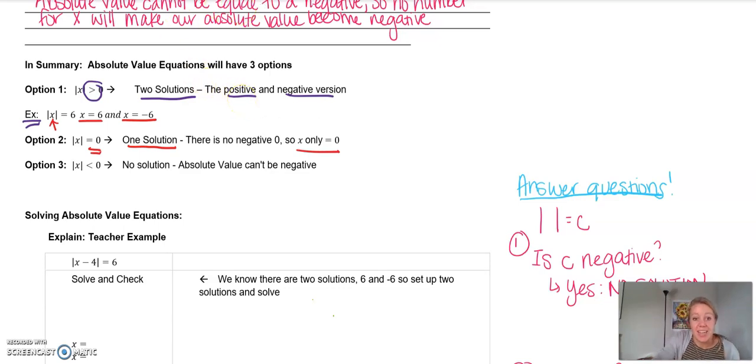And option 3, if our absolute value is equal to something less than 0, then that means there's no solution because absolute value can't be negative. We're not saying that x can't be negative, but whatever the absolute value is equal to can never be negative.